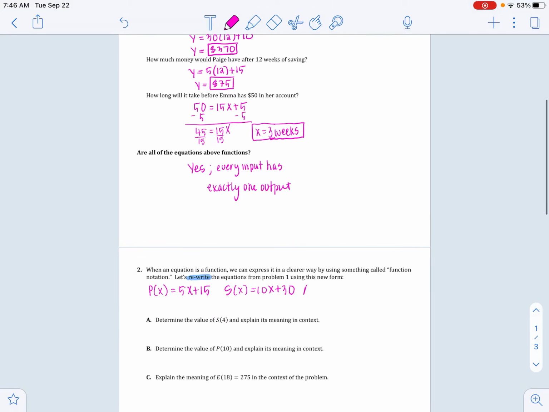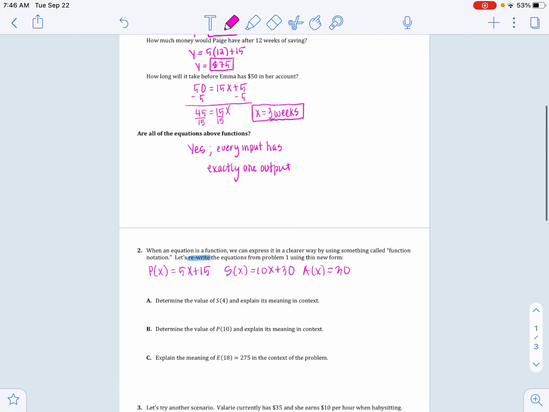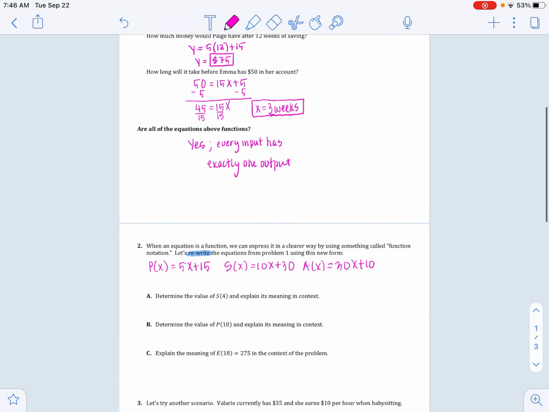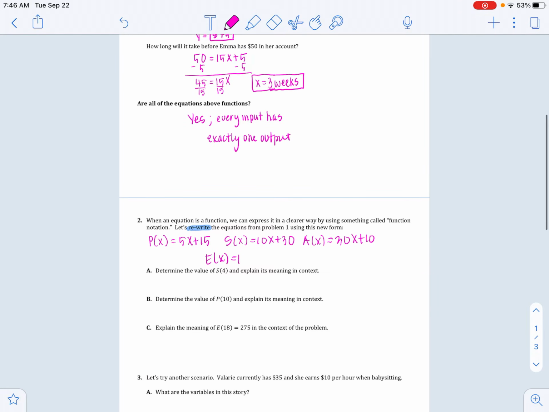Abby, I'm going to use a of x. A of x is equal to 30x plus 10. And then finally, Emma, I'll use e of x. Let's put hers down here. e of x is equal to 15x plus 5.